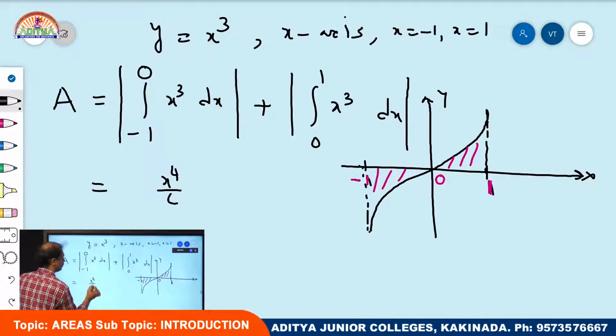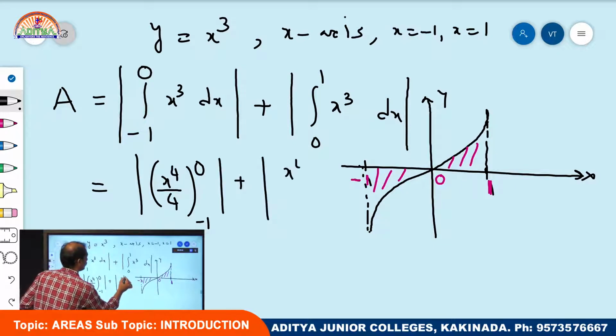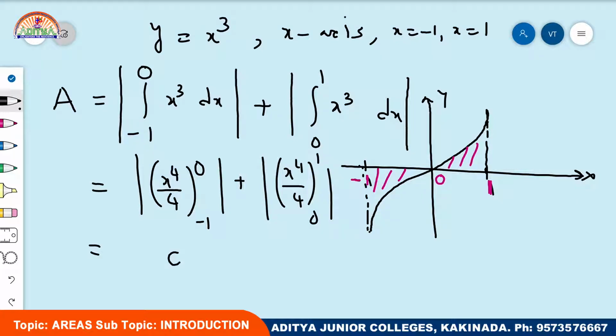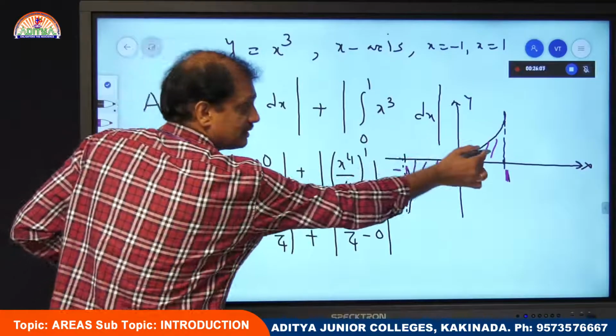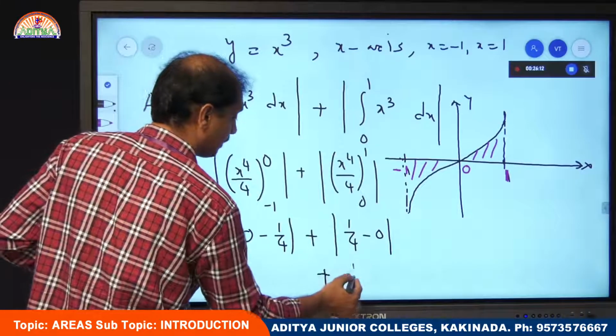x power 4 by 4 from minus 1 to 0 under modulus, and the second one is x power 4 by 4, with limits from 0 to 1 under modulus. In the next step, if you apply the upper limit, it is 0 by 4, which is 0, and if you apply the lower limit, it is minus of 1 by 4 under modulus. For the second, if you apply the upper limit, it is 1 by 4, and the lower limit, it is 0. Since it is a positive quantity, here you can use modulus or we can write without modulus also. Therefore, the answer here is 1 by 4.